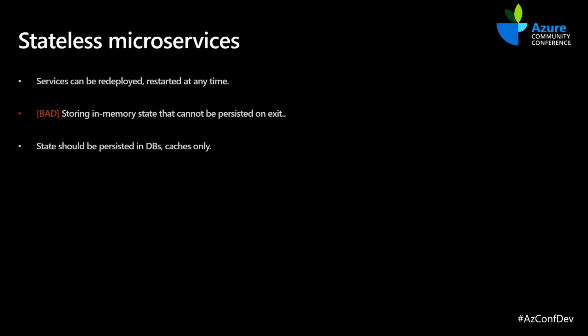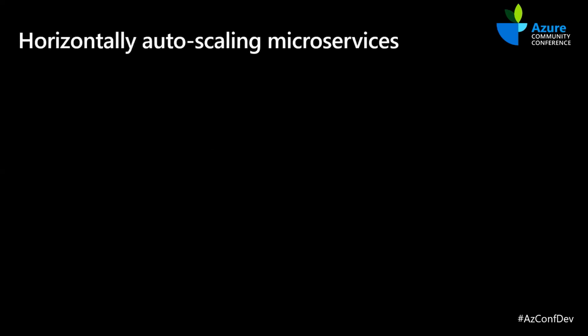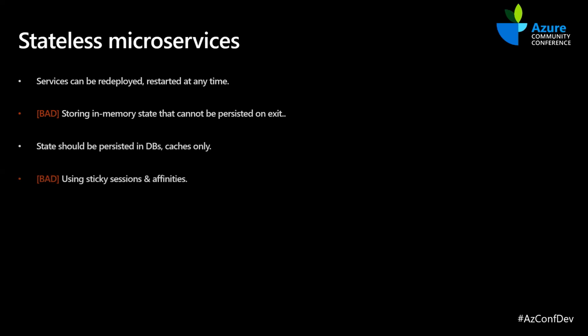So ensure that everything is stored in caches or databases, and avoid sticky sessions and affinities, right? Because given that the backend service can be restarted at any point, you may lose that session. So for user identity, we essentially use ID and access tokens. That's much better than using sticky sessions.